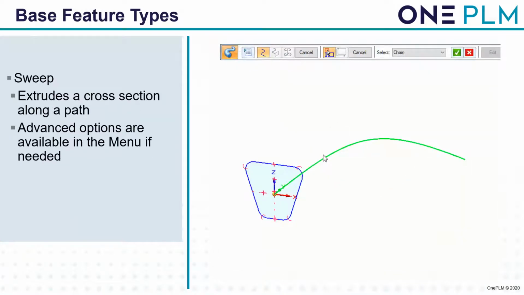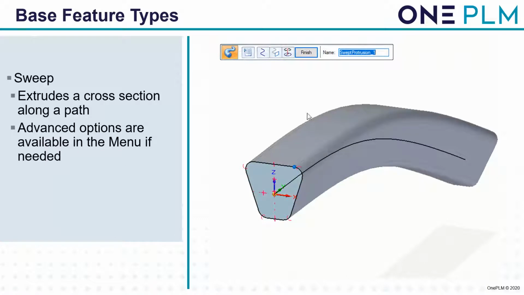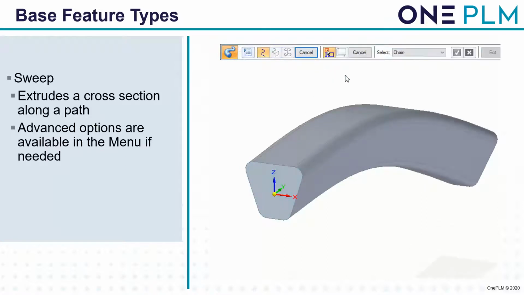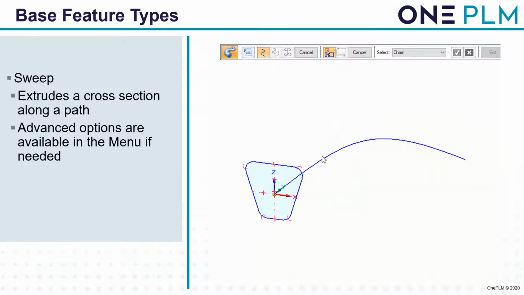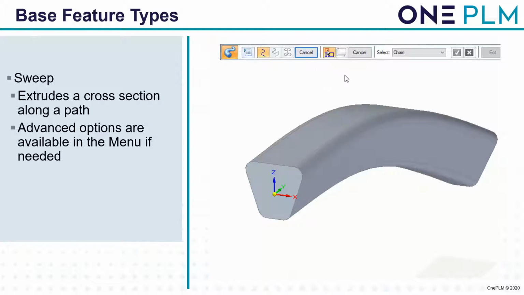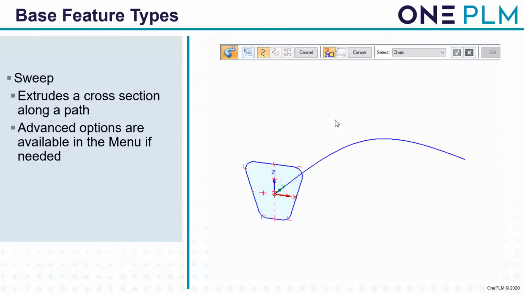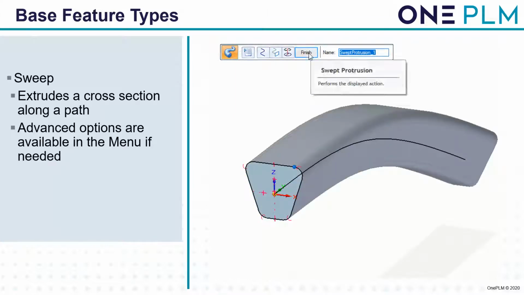So the next one we're going to have a look at is a sweep. This extrudes a cross section along a path. You can see on the image we select the path, select the cross section, and that has then created our sweep. We've got advanced options available in the menu if needed, which is on the floating command bar that we've got on there. So it allows us to scale, have multiple paths, multiple cross sections, and also add twist to this if we want to.